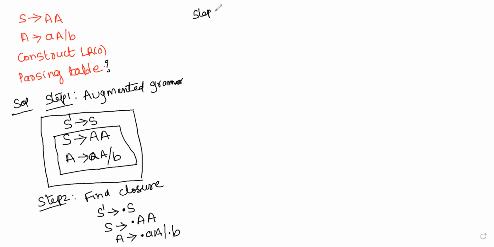Now I am going to add step 3. In step 3, what we are doing is finding the goto and action. So you need to find the goto and action. This is called goto and action. When we do this, you take all these values. What are these values? S dash tends to dot S. The next value, S dash tends to dot AA. What is the next value? A tends to dot aA by dot b.